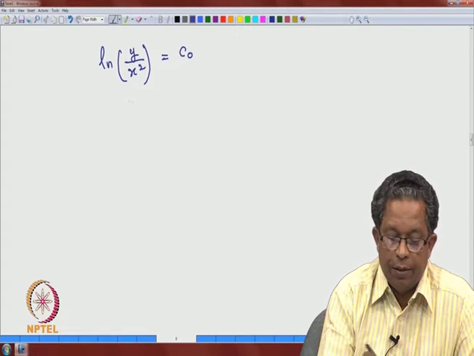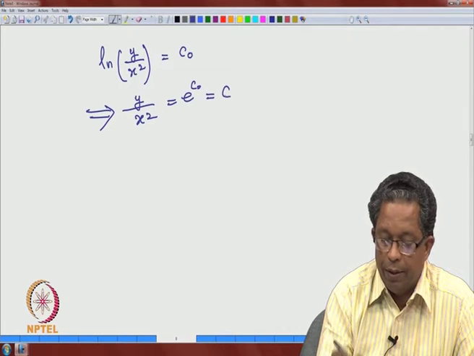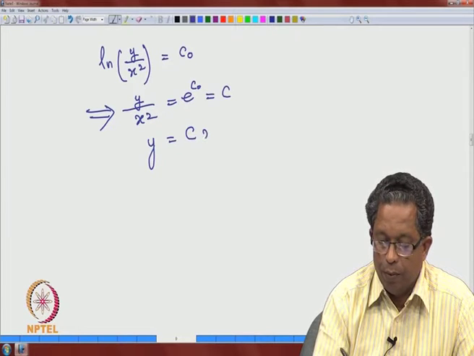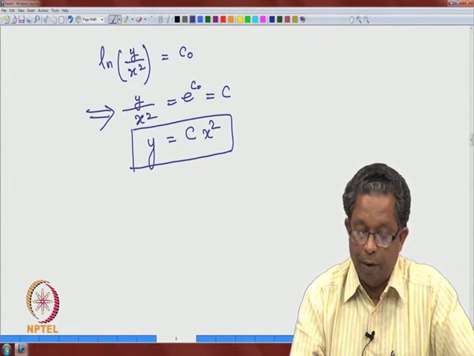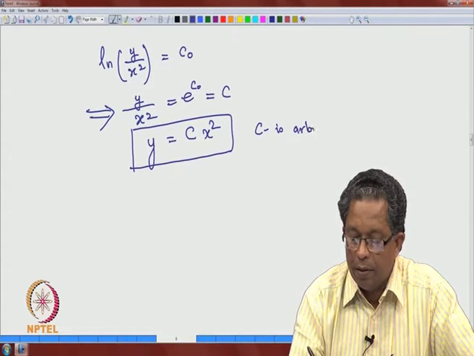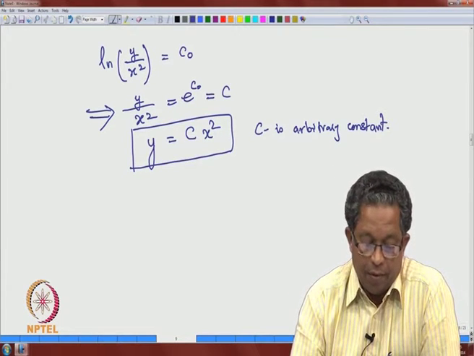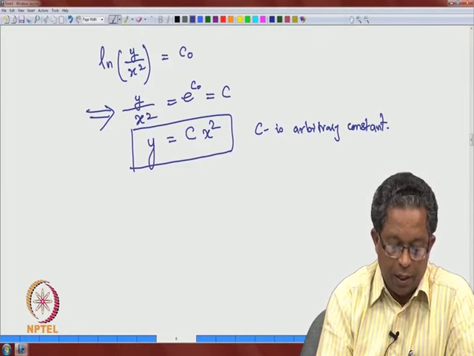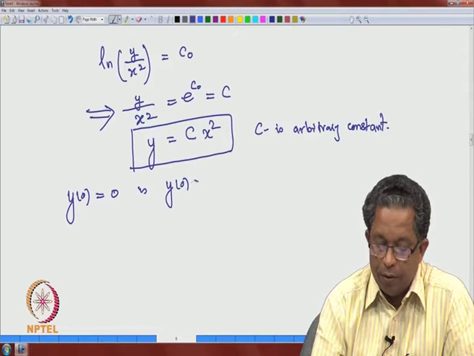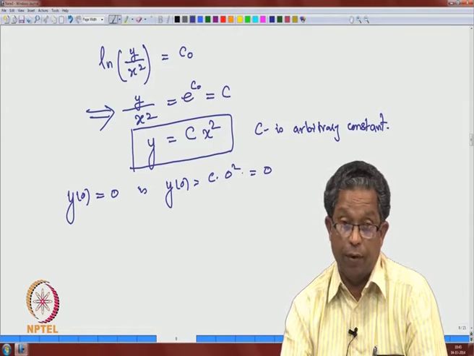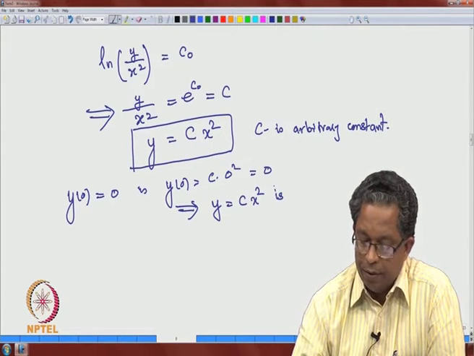Taking exponential on both sides, we get y by x square is equal to e to the power c0. Call this c. So therefore y is equal to c x square is the general solution, where c is an arbitrary parameter. For every value of c, y is equal to c x square is a solution. And the initial condition, y at 0 is equal to 0, is obviously satisfied: y at 0 is c into 0 square, which is 0, for all values of c.